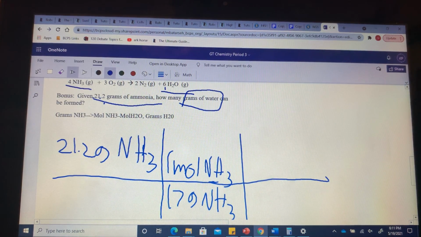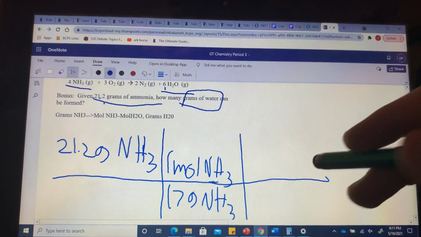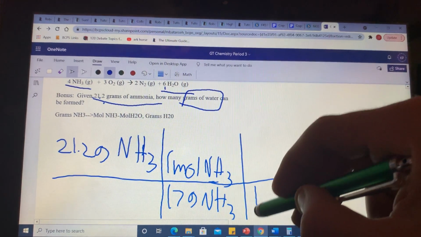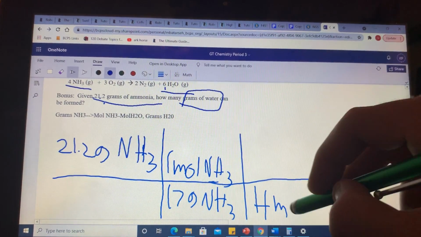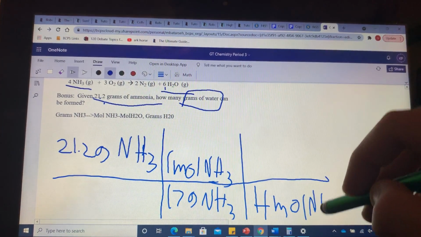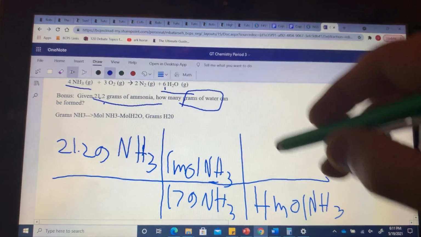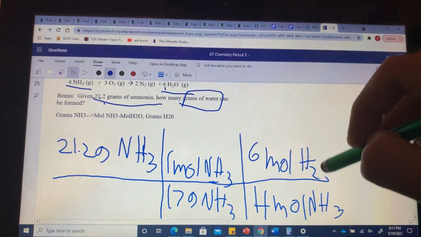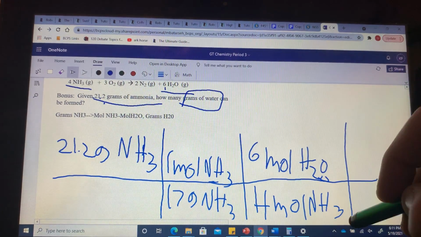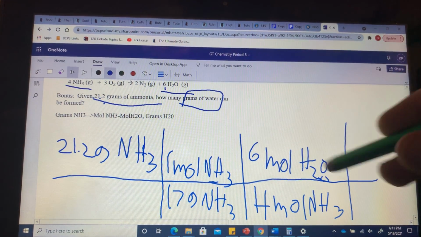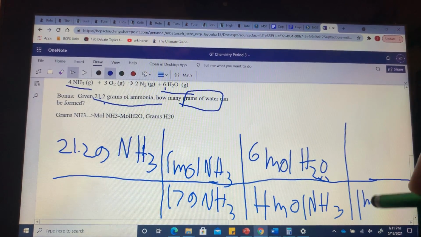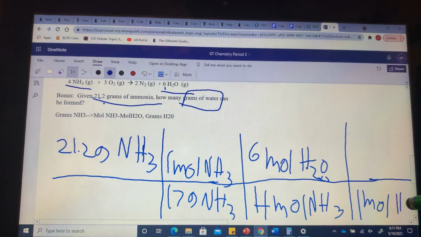But which one goes on top and which one goes on bottom? We know they have to cancel out, so moles of NH3 has to go on the bottom. There are 4 moles of NH3 here, just taken from the balanced equation. 4 moles of NH3. And here we see 6 moles of H2O. Now, this right here is our mole ratio. But now we have to convert back to grams. So we have 1 mole of H2O.